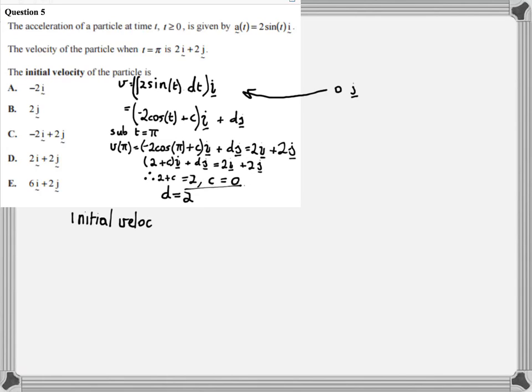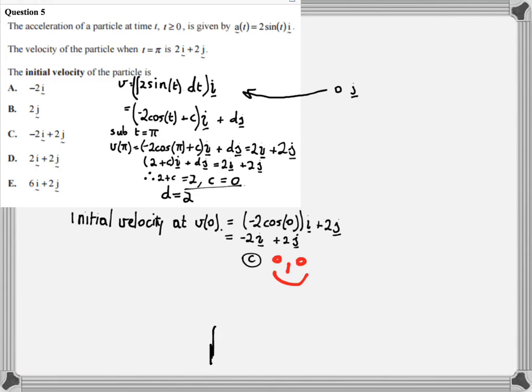And so now we want to work out what's the initial velocity. The initial velocity occurs when t is equal to 0, so what is that velocity? So substitute t = 0 into our velocity vector and simplify it, and we get -2i + 2j, which is answer C. Okay?